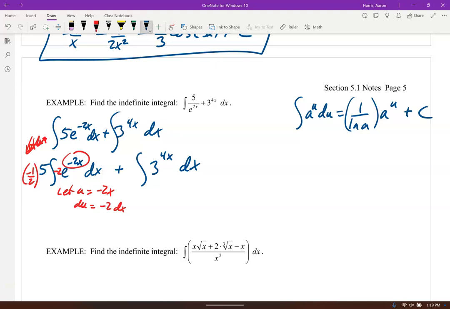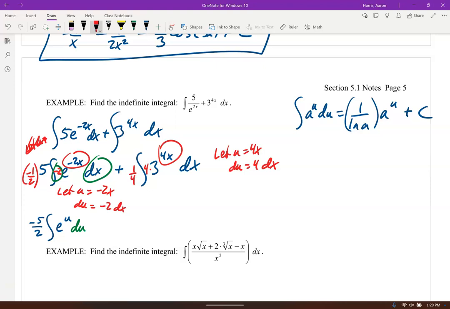Right? So what I have now is this negative 5/2, and I got e to the u, and there's my du, negative 2 dx. So I can run my rule now. Let's go over here and let u be the 4x. So du would be 4 dx, so offset with 1/4. And so we've got plus 1/4, 3 to the u du.